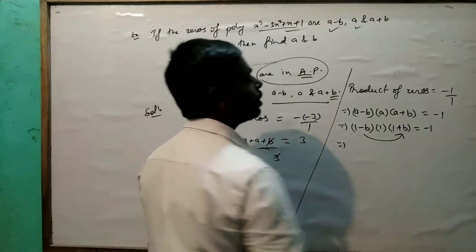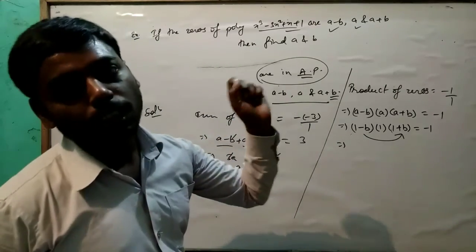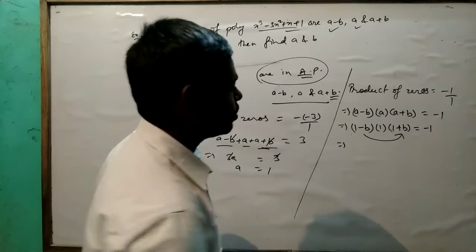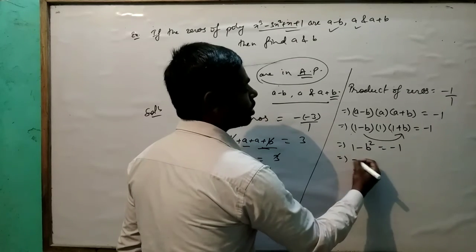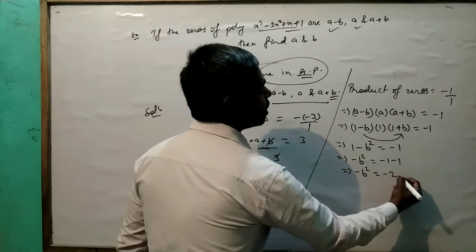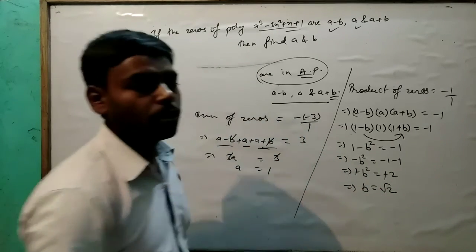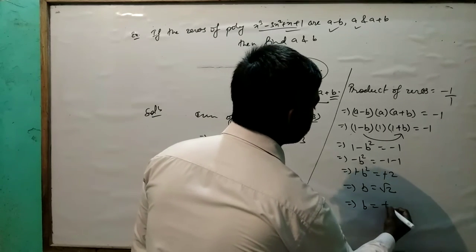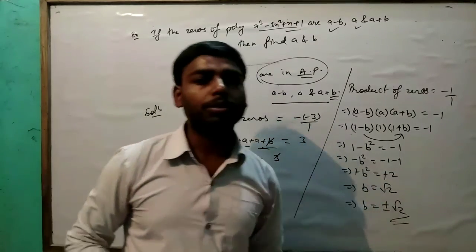Now when we multiply these two terms, we get what? We use the algebraic identity a plus b into a minus b, and we get a square minus b square. Here 1 square minus b square is equal to minus 1. Now we get minus b square is equal to minus 1 minus 1, that is minus 2, and the minus gets cancelled, so b is equal to under root 2. Here we get two zeros. b is equal to plus minus root 2. Now a is equal to 1 and b is equal to root 2.